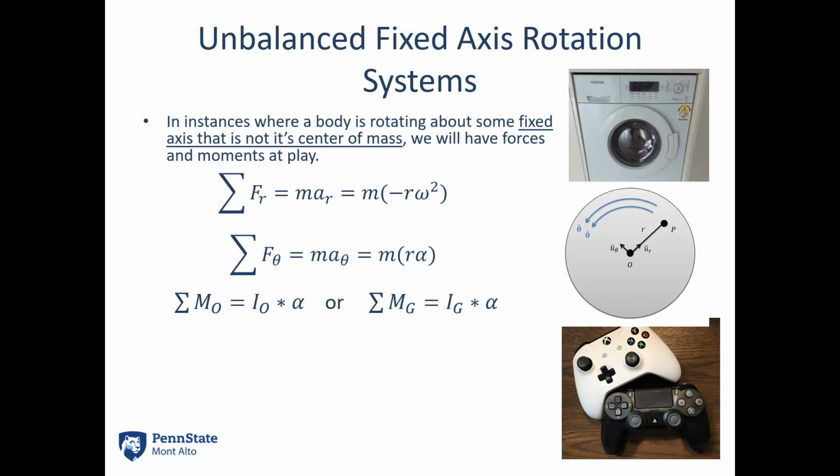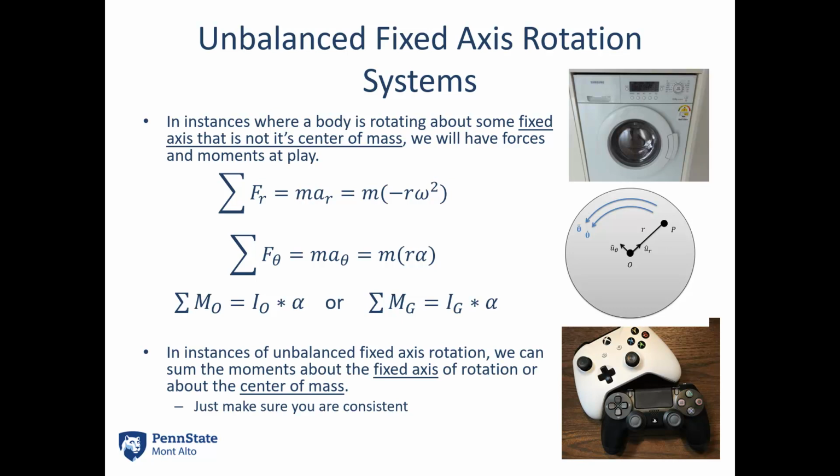All right, so for the moment equation, we've got two options. We've got M equals I alpha about the fixed axis of rotation. So we can take the moments and mass moment of inertia about that point. Or we could do the same thing about the center of mass, which is some distance away from that center point. So either one will work. The important thing is you need to be consistent. If you're taking the mass moment of inertia about the axis of rotation, the moments need to be about that point. If you're taking the mass moment of inertia about the center of mass, the moments need to be about that point. Just make sure you're consistent and everything will be fine with that.